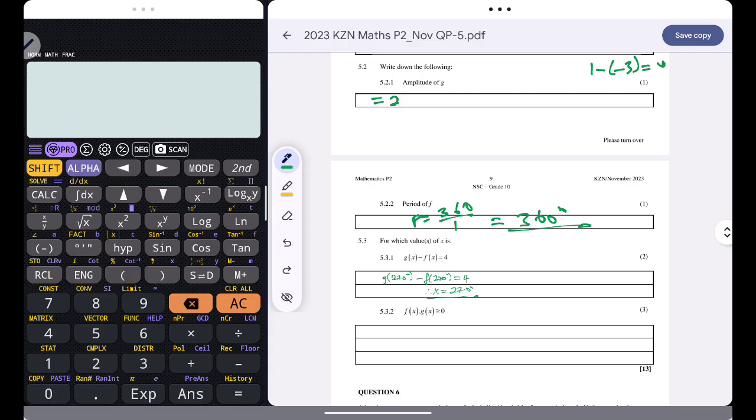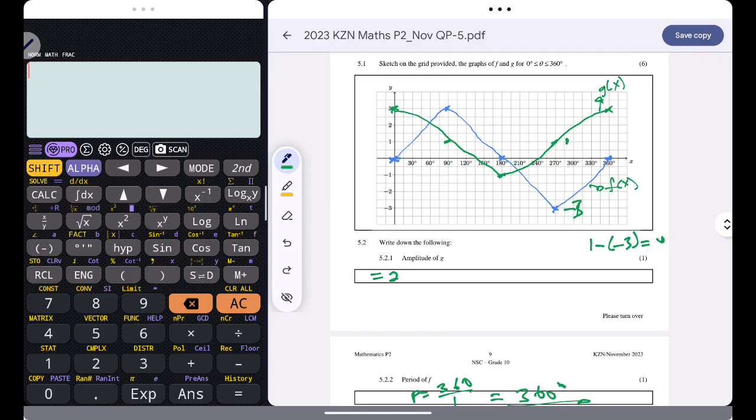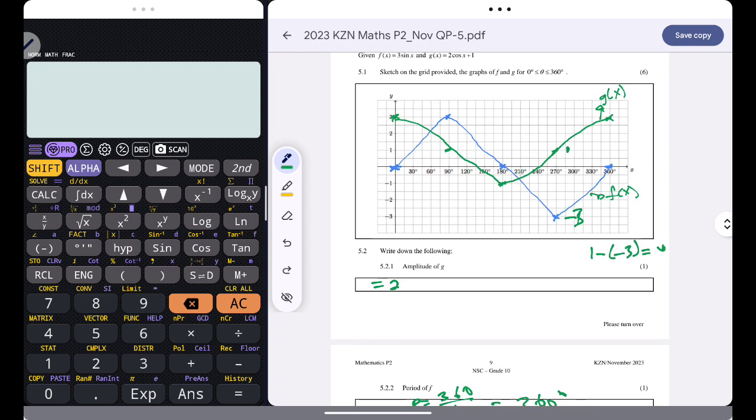But what do you need to know? Your graph will always be positive whenever it is above the x-axis, and your graph will always be negative whenever it is below the x-axis. Are you together? So I know that from the starting point, which is the y-axis, until this point, both of my graphs are above the x-axis at the same time. And also between 180 and 240, both of my graphs will be below the x-axis at the same time.